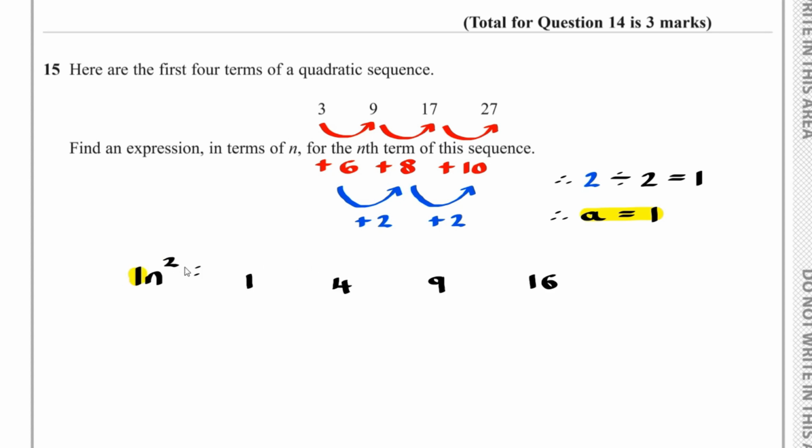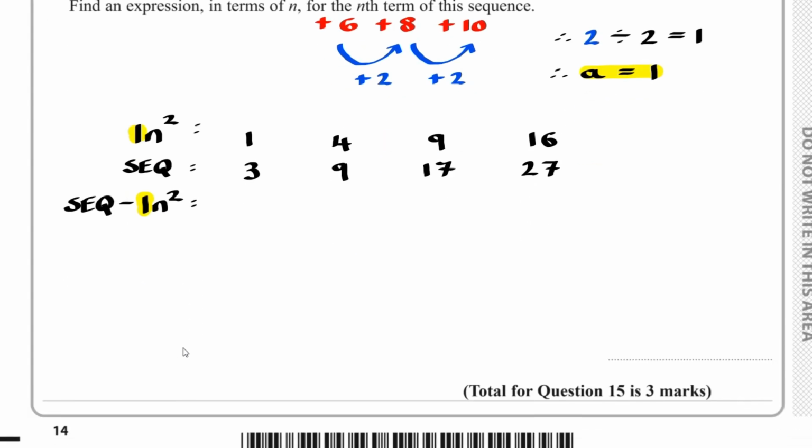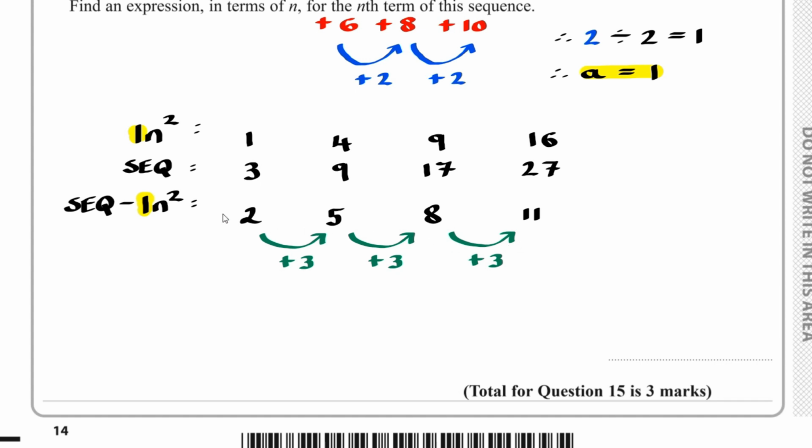So I've got my 1n squared terms, which is 1, 4, 9, and 16. I've got my sequence 3, 9, 17, and 27, and what I can do now is work out the sequence, subtract the 1n squared terms. 3 subtract 1 is 2, 9 subtract 4 is 5, 17 subtract 9 is 8, 27 subtract 16 is 11. If I find the difference between each of these, I've got the difference here being 3, the difference here being 3, and the difference here being 3. So if I find the 0th term, I need to do the inverse of plus 3, which is subtract 3. 2 subtract 3 is negative 1, which means I've got a 1n squared plus 3n subtract 1 as my quadratic sequence.